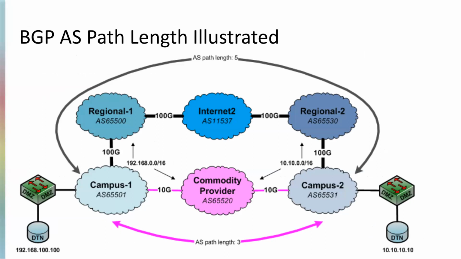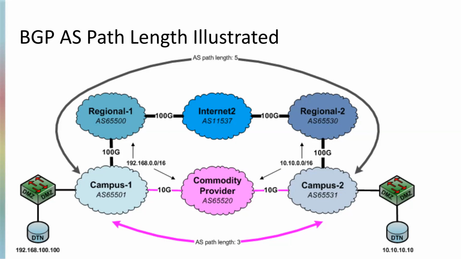Let's say we have two campuses. They both peer with the same commodity provider, Verizon or somebody, right? And they also have a connection to the regional. And those regionals both have connections to the internet too. Well, the path through R&E is 100 gig clean, but it's got a longer AS path, and it's engineered to support scientific applications. The path through the commodity provider has a 10 gig.